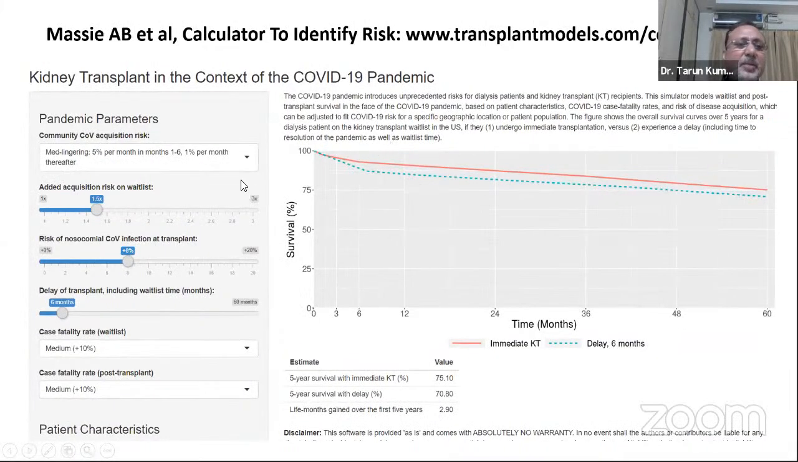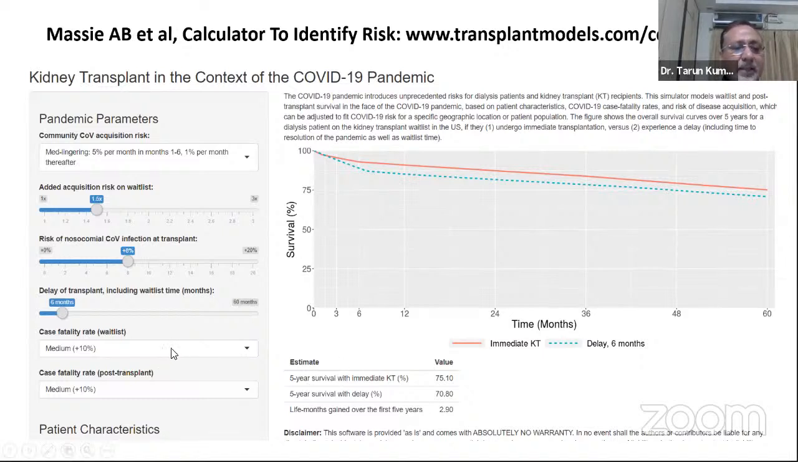Similarly, if we change this parameter and make the risk of developing COVID higher at present, that is 5% per month risk of getting COVID for those who stay on dialysis in the next 1 to 6 months, and after 6 months the risk is reduced to 1%. As we are seeing, the number of cases in India, at least according to the statistics, is coming down, and with vaccination the risk may come down. If you take this model, even then we can see that kidney transplantation is likely to have a better outcome than staying on dialysis.